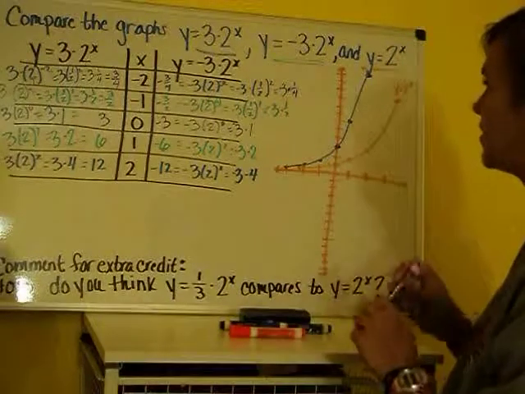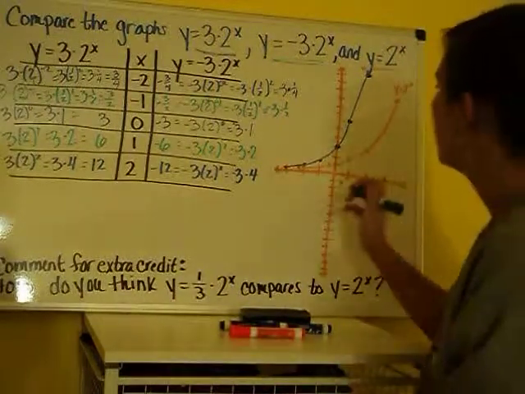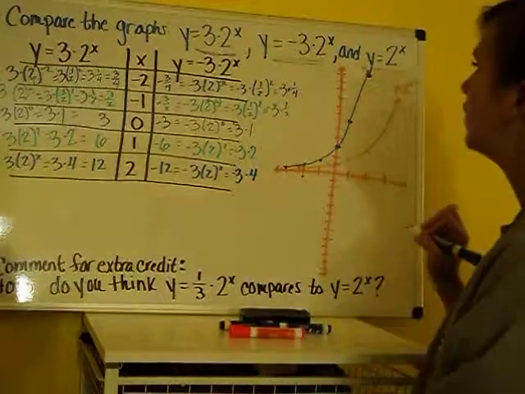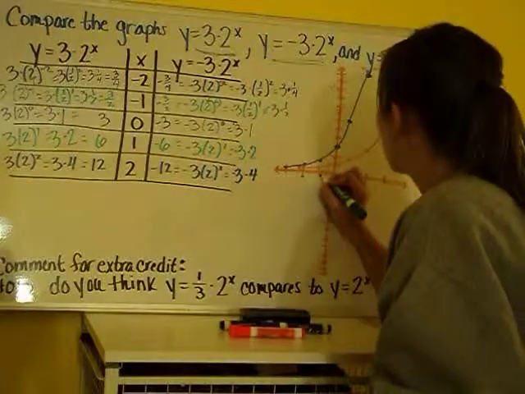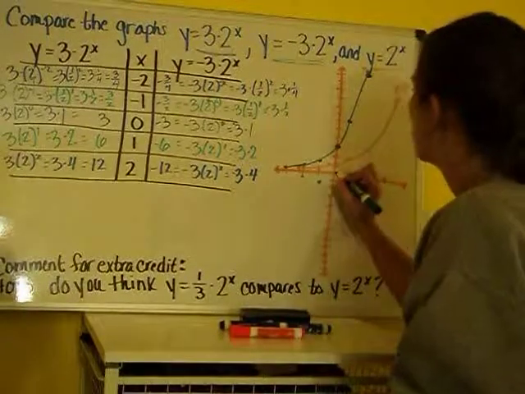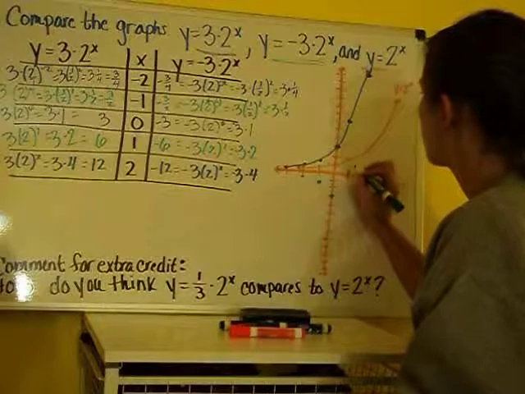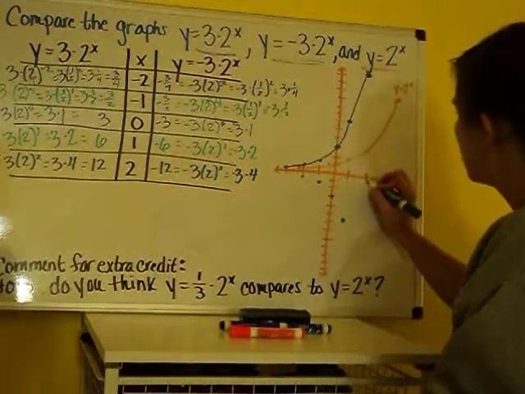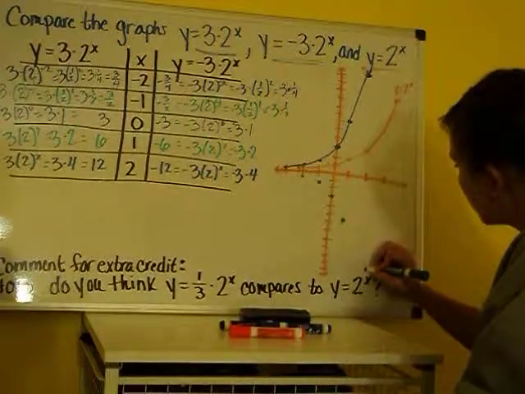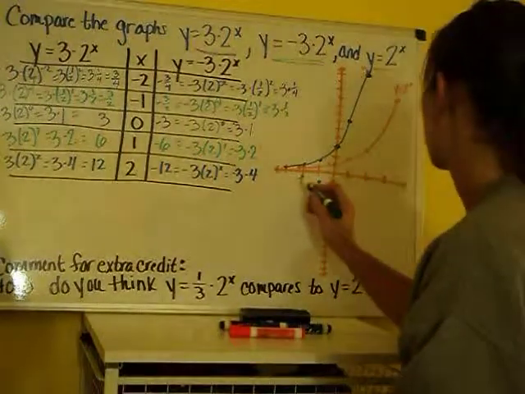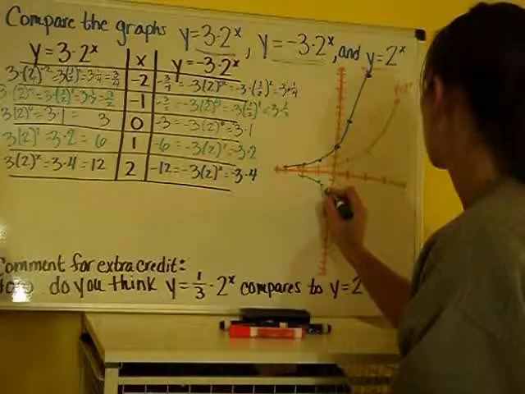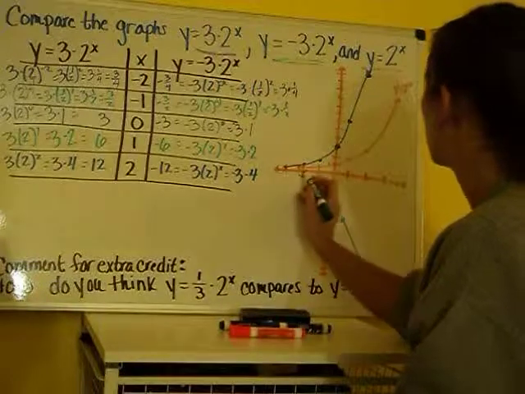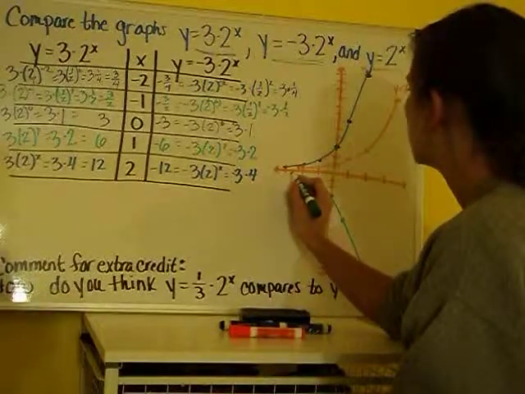And then if we plot the last one, we have negative 2, negative 3/4, negative 1, negative 3/2, 0, negative 3. 1, negative 6, and 2, negative 12. Approach the asymptote, but never touch.